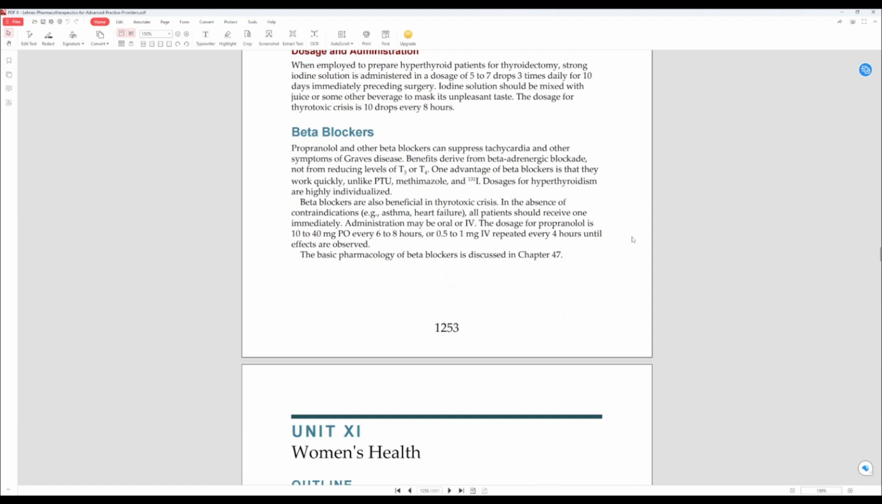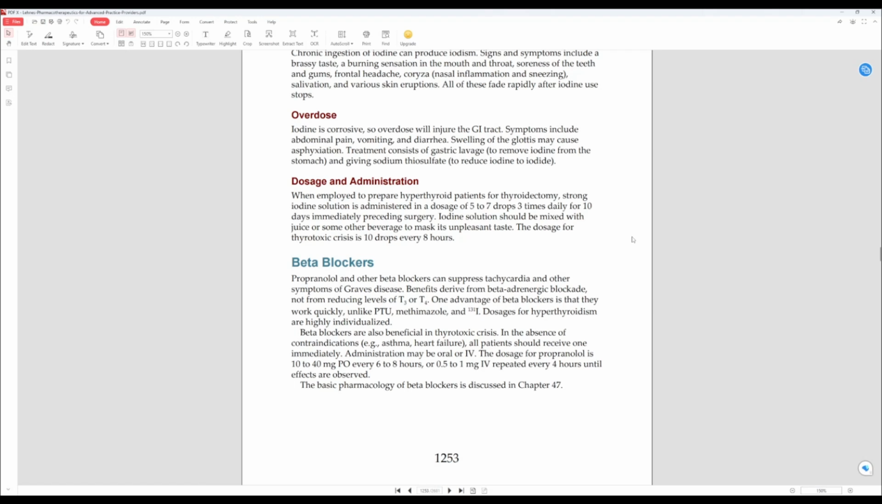Which brings us to the last section here. Beta blockers. Propranolol and other beta blockers can suppress tachycardia and other symptoms of Graves' disease. Its benefits derive from beta adrenergic blockade, not from reducing levels of T3 or T4. One advantage of beta blockers is that they work quickly, unlike PTU, methimazole, or iodine 131. Dosages for hyperthyroidism are highly individualized. Beta blockers are also beneficial in thyrotoxic crisis.